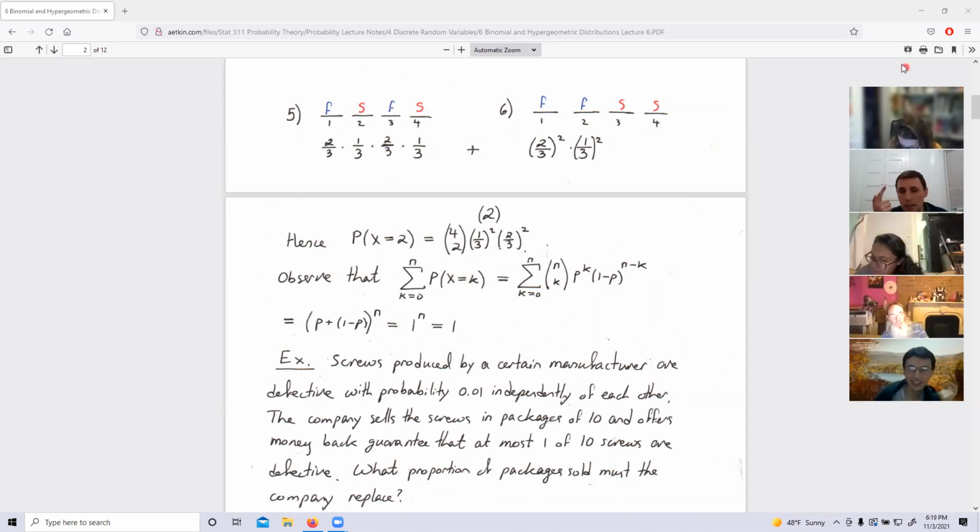So it means that you can return the set of 10 screws whenever there are two or more defective screws, since at most one is the guarantee condition. If two or more screws are defective, you can return it.